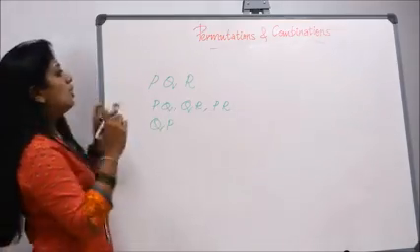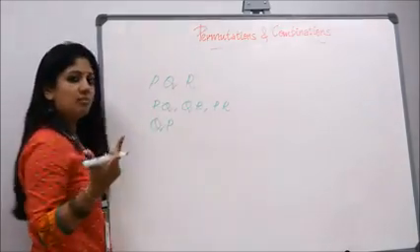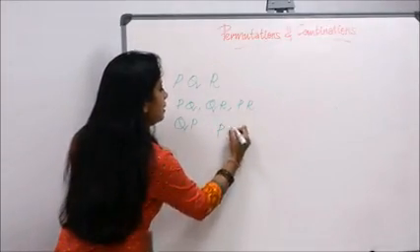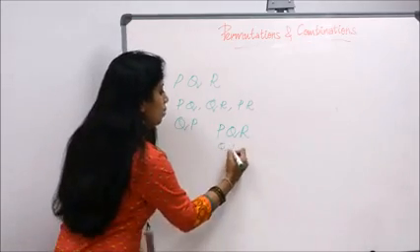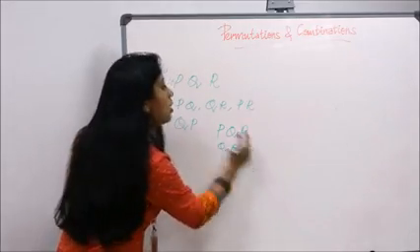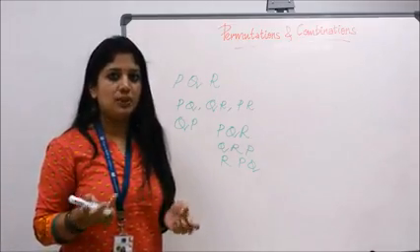Now if you want to select 3 students or 3 girls at a time, the only possible method is selecting PQR, right? There is no other possible method because QRP and RPQ, it's all the same. So that is the difference between combinations and permutations, okay?